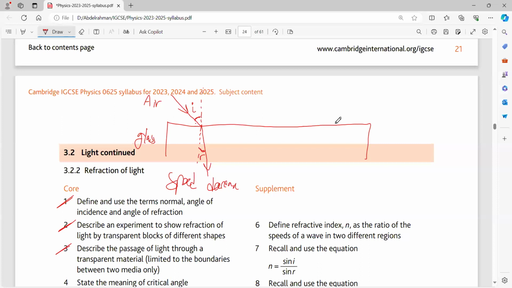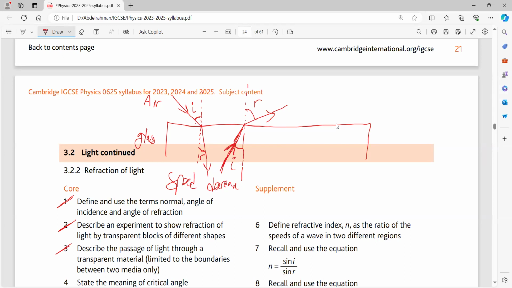What happens when it moves from the glass to the air? The speed increases, the angle increases. That's why it's very important, it's very crucial to put the arrows on your lines, on your waves. This is the angle of incidence, and this is the angle of refraction.